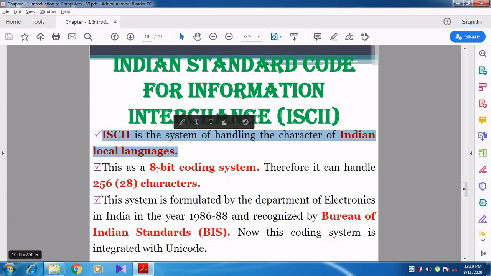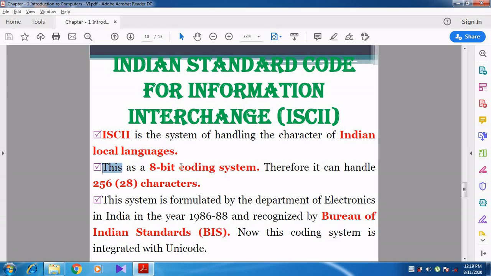This is also like ASCII because this is an 8-bit coding system. 8-bit coding means therefore it can handle 256 characters. It can handle 256 characters because this is an 8-bit coding system.